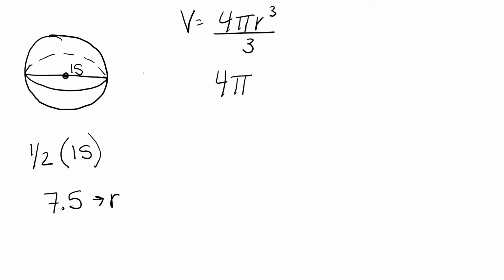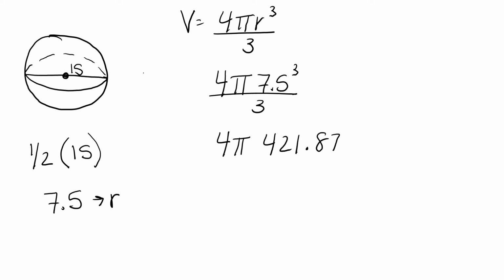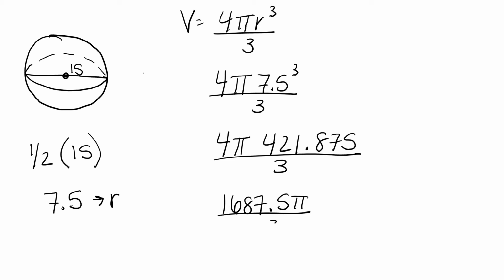We plug in our radius, 7.5, and we solve the exponents first. So 7.5 to the third power is going to give us 421.875. We multiply that entire number by 4 to give us 1687.5. We then divide that value by 3 to get 562.5.